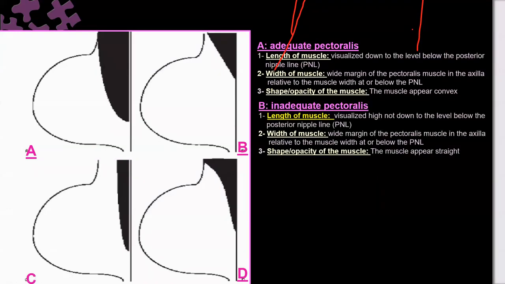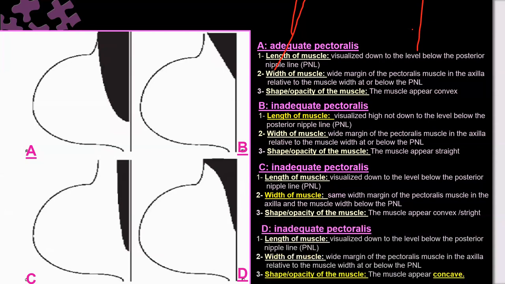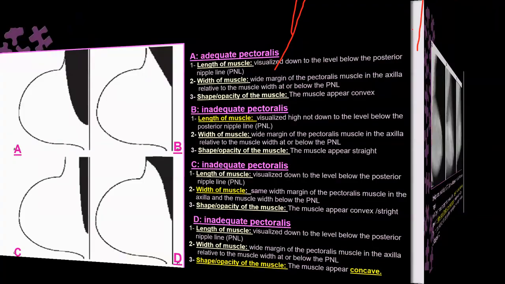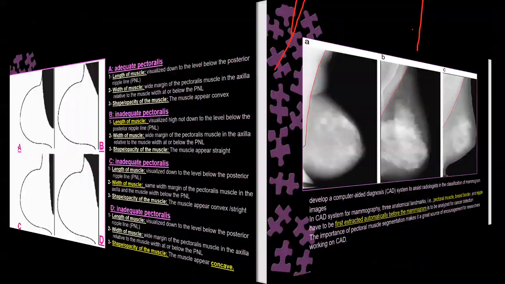So, A is adequate. We can apply all. But B, the length of the muscle is short. C, the width of the muscle is narrow. And D, the concavity, the shape of the muscle. So these are the descriptors. Just try to put it in your mind while describing the pectoralis. The descriptors are length of the muscle, width of the muscle, shape of the muscle, and angle of the muscle.